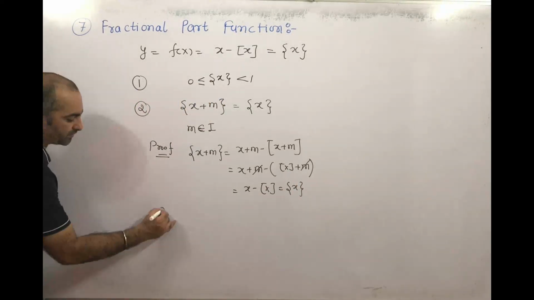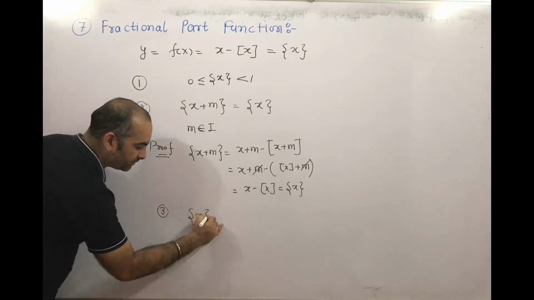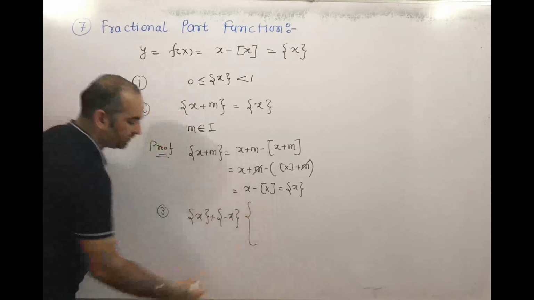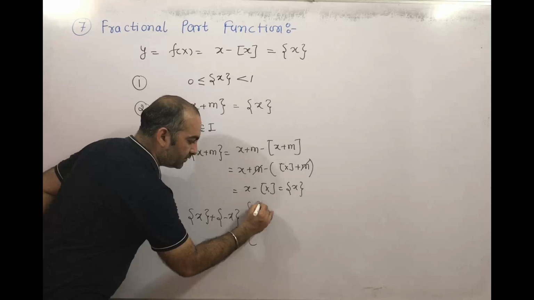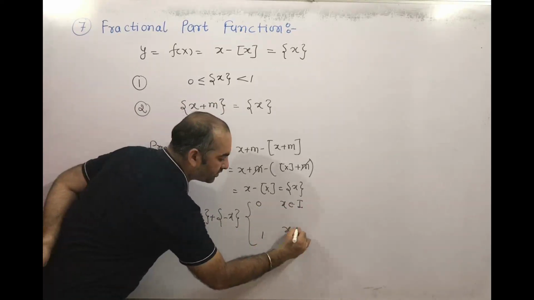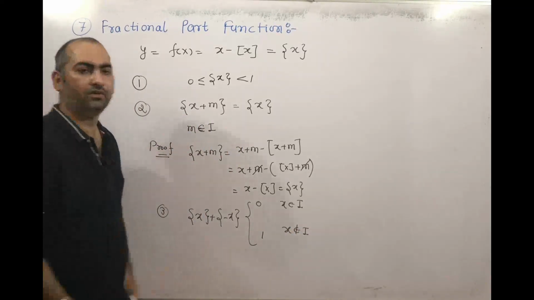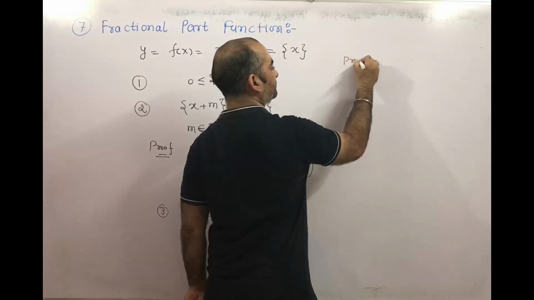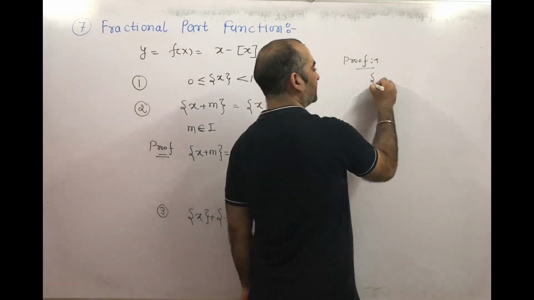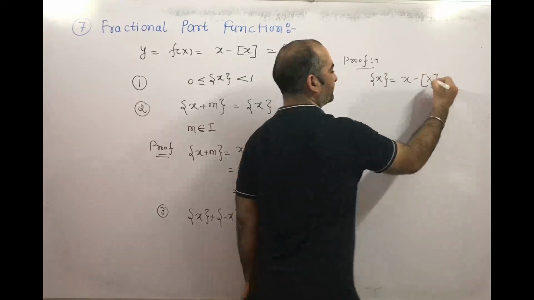Next, the third property. The third property is very simple. The fractional part of x plus the fractional part of minus x. What will this value be? This is 0 if x belongs to the integers and 1 if x does not belong to the integers. Now we will discuss the proof of this. The proof is very simple. We know the fractional part of x is x minus the greatest integer of x.